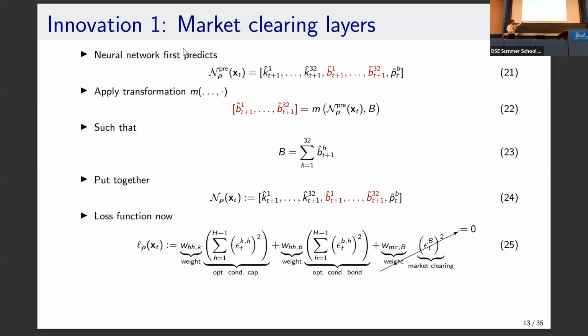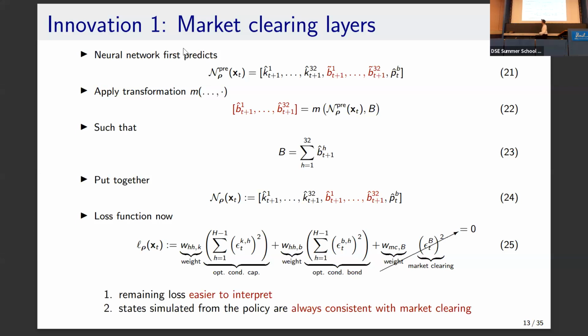What does it give me for the loss function? Now I don't need this term, because it's always satisfied, so I can get rid of it, and all errors I have can be interpreted as consumption errors of the households. What are the two advantages? This is easier to interpret, number one. Number two, if I now simulate from this policy, it will always be consistent with market clearing.